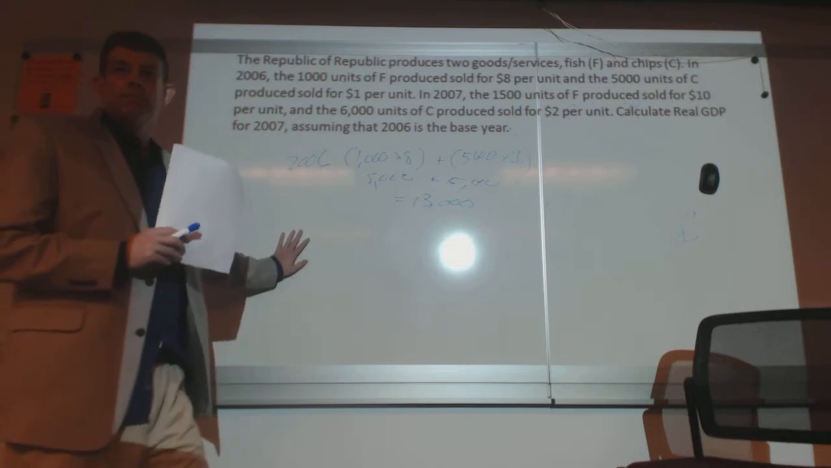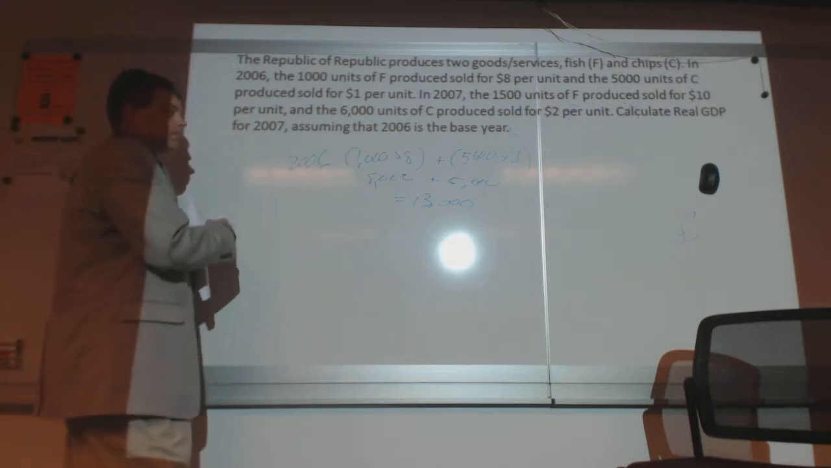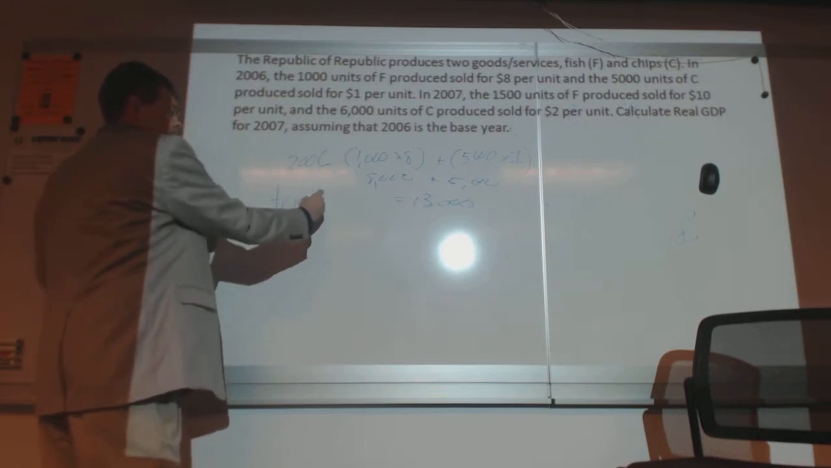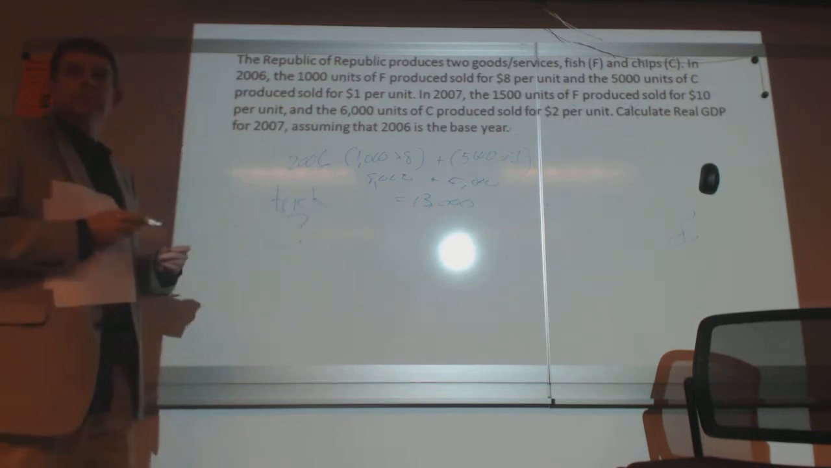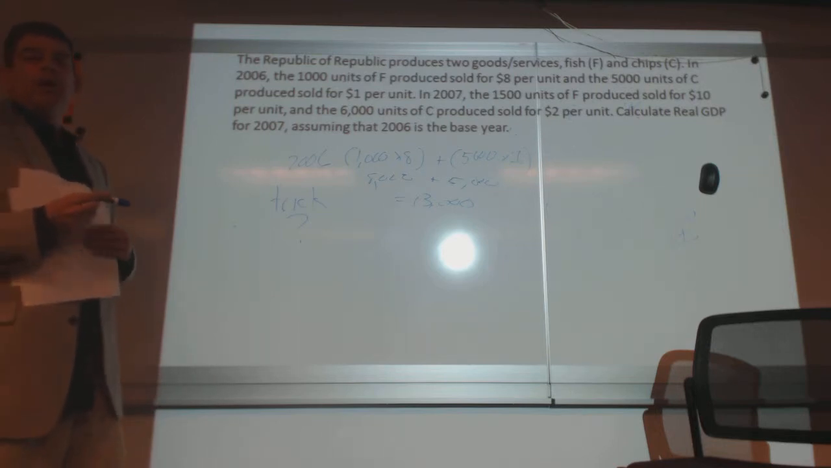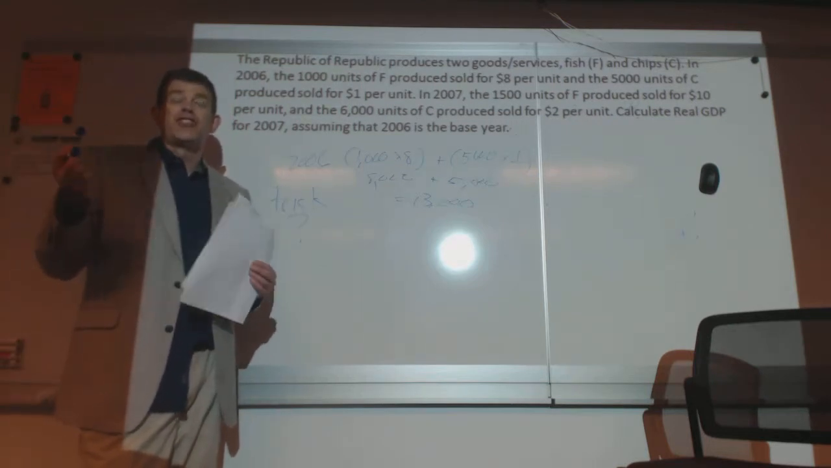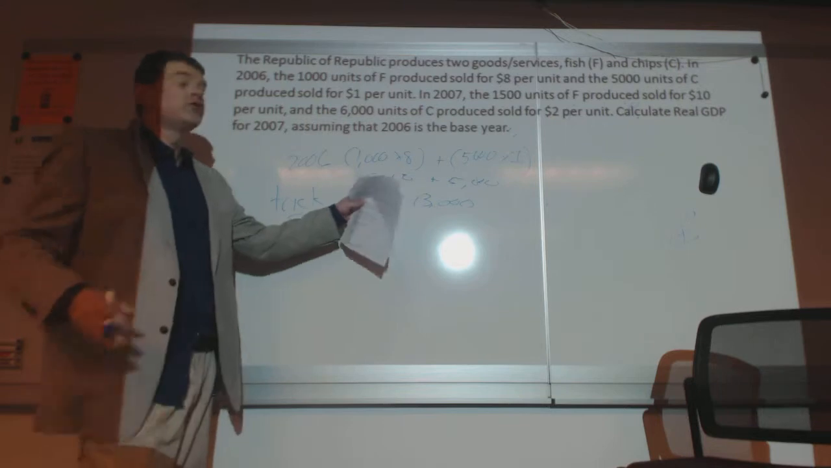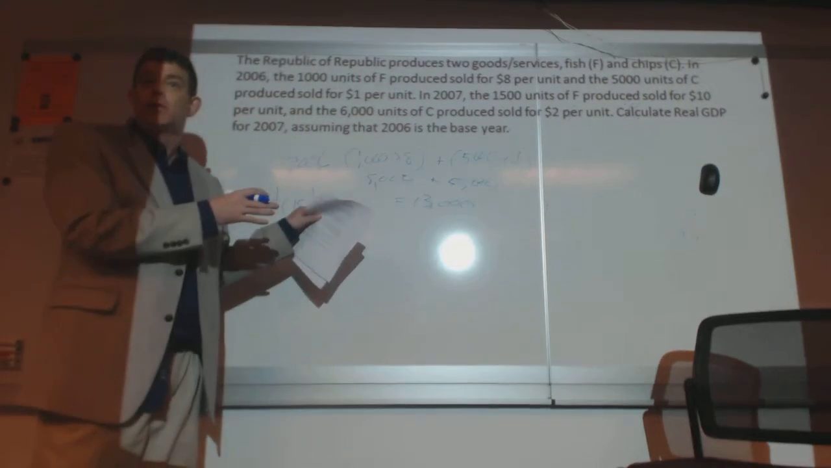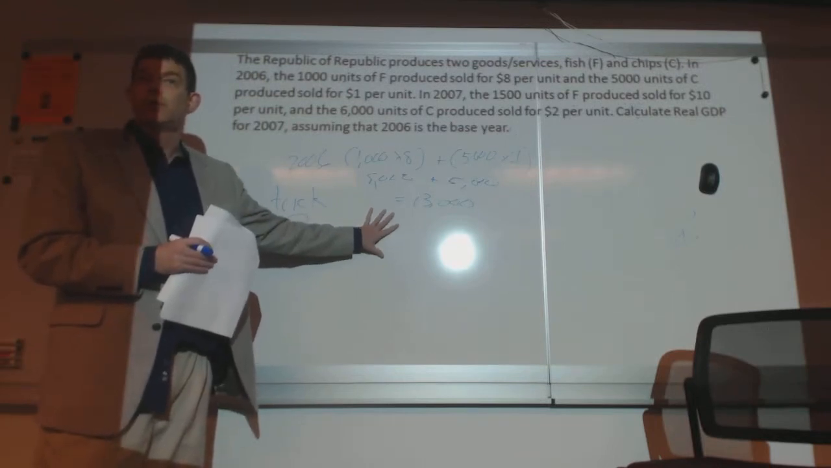It's going to be 13,000. What is real GDP in the base year? Always, nominal GDP and real GDP in the base year are the same thing. There's no inflation to adjust for. This is the first year I'm looking at it. So in 2006, nominal GDP is 13,000, so is real GDP.